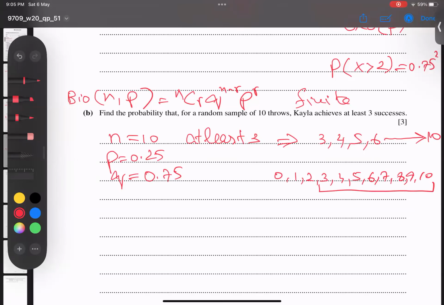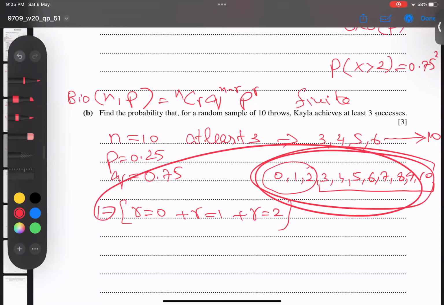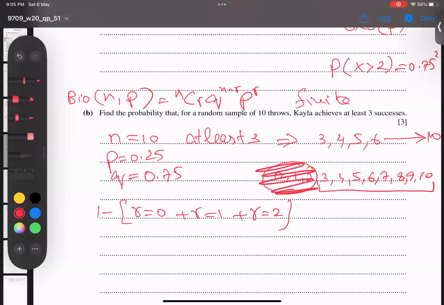So can I do one thing? I find 0, 1, 2 and subtract from 1. So 1 minus that. This is our planning. r is equal to 0 plus r is equal to 1 plus r is equal to 2, and we can find it. And this full event is called 1. From 1, if I subtract 0, 1, 2, I will get my required answer.